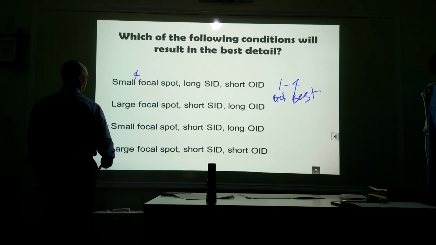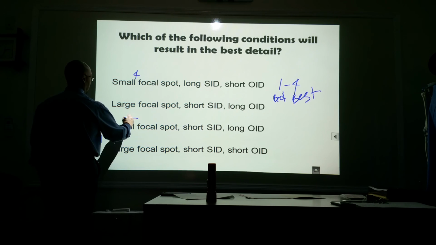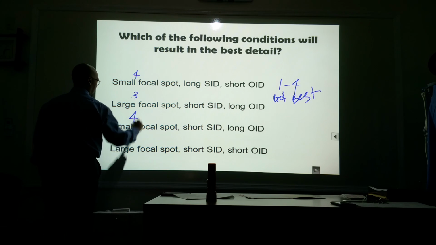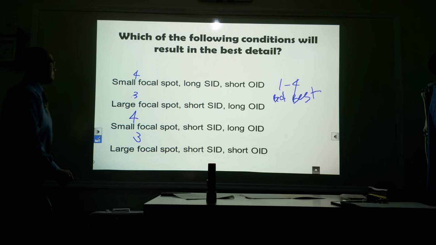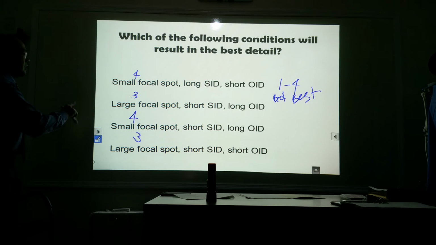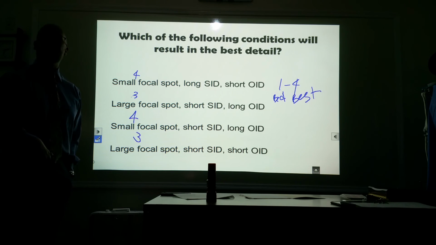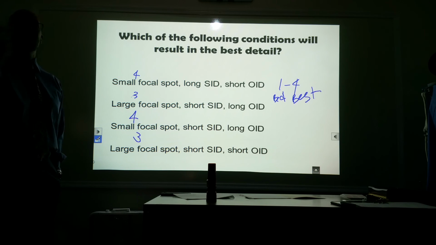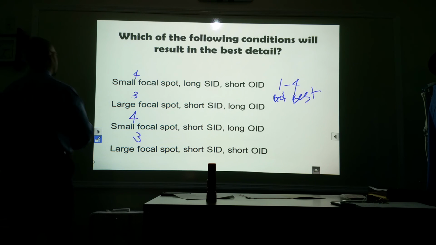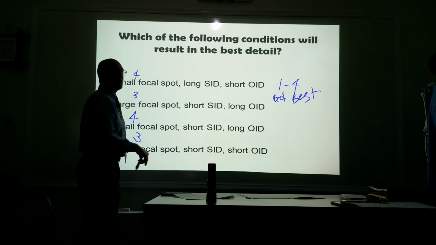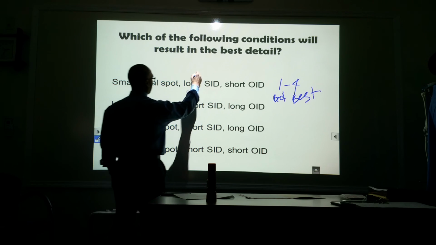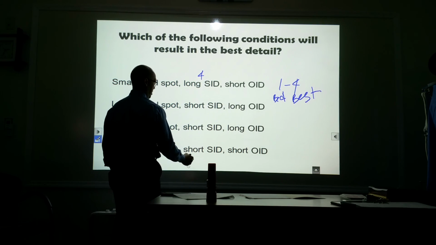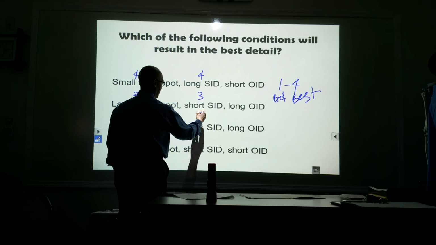4, 4, 3, and 3. Okay? Long SID or short SID? Do we want our X-ray tube as far away as possible or as close as possible? It's far. As far for best detail. So we'll give 4 here, and these are all 3s, right? Everybody agree?